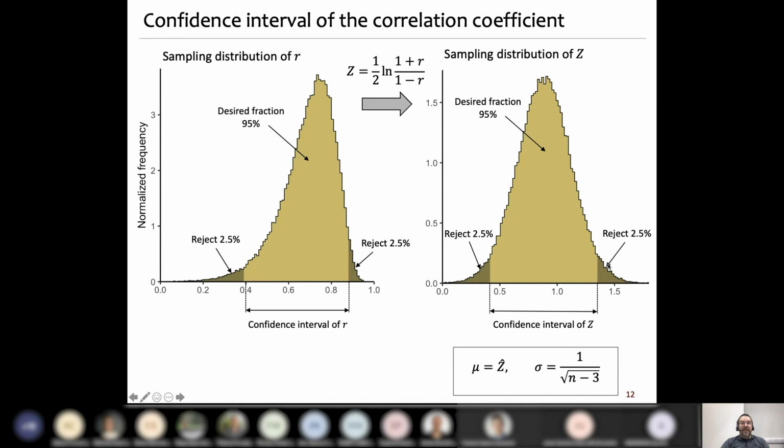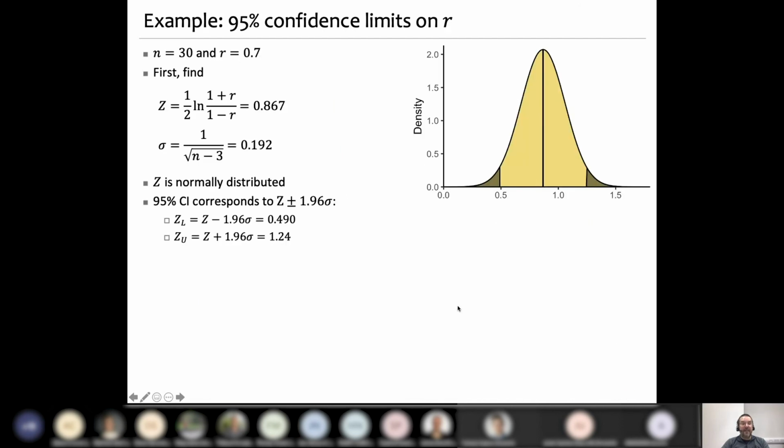Now we obtain a distribution which can be shown. It's a normal distribution, so we can do all the calculations here. The mean of this distribution is our transformed variable z, and the standard deviation is 1 over square root of n minus 3. This is what Fisher showed. And having these numbers, we can now calculate 2.5% cutoff on left and right, and then come back to our original numbers.